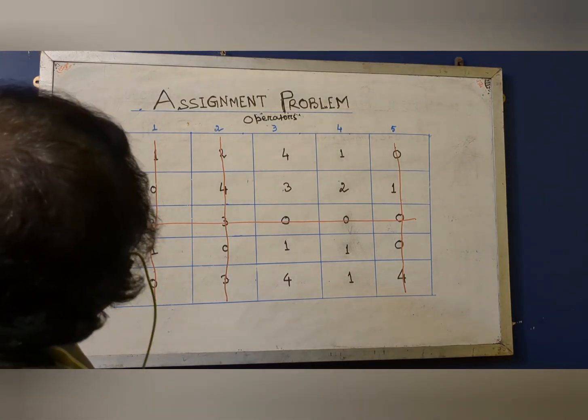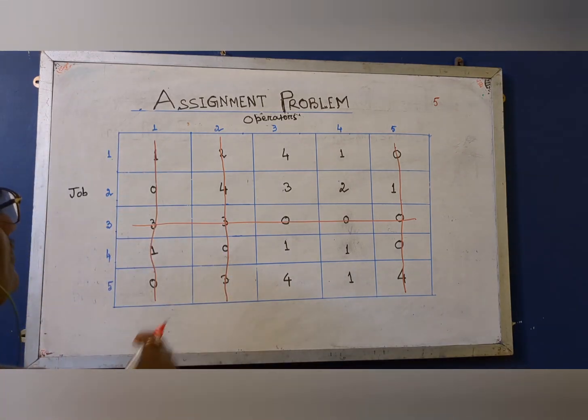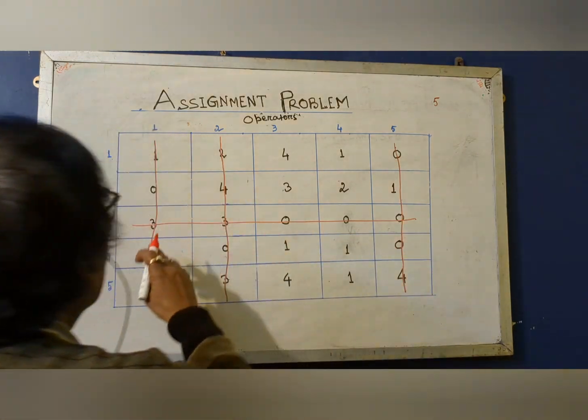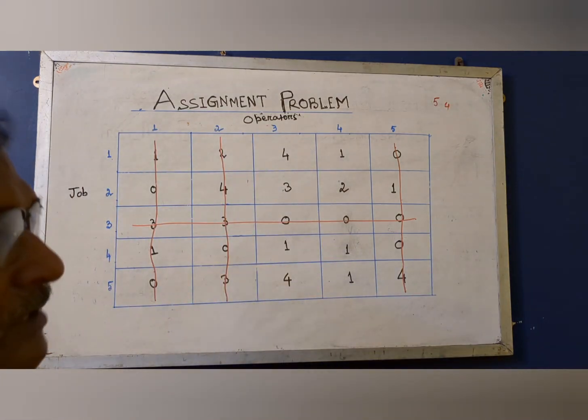So in this case, the order of the matrix is 5. In this case, the order of the matrix is 5, but the number of lines required to cover all the zeros is 4. That means the number of lines is less than the order of the matrix.